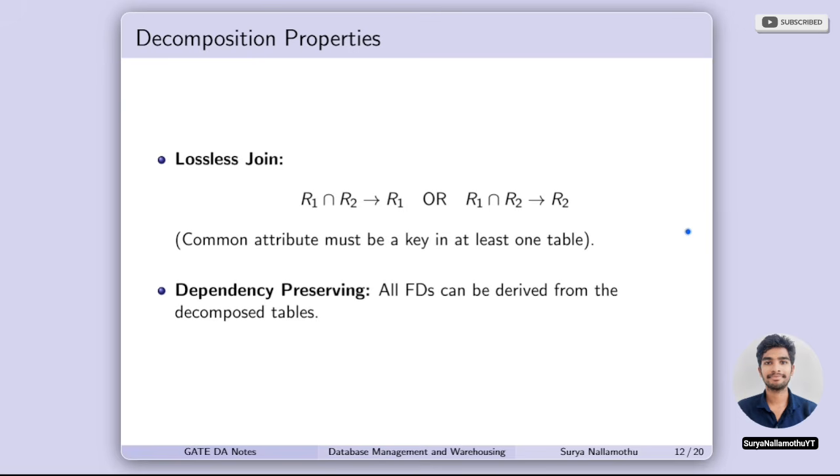Next, lossless join. Lossless join means that in the joining of two elements, we need to consider a single element among these two terms: whether R1 intersection R2 becomes R1, or R1 intersection R2 becomes R2. This is the condition. Dependency preserving means all functional dependencies should be preserved, so that they can be derived from the decomposed tables. That is the statement here.